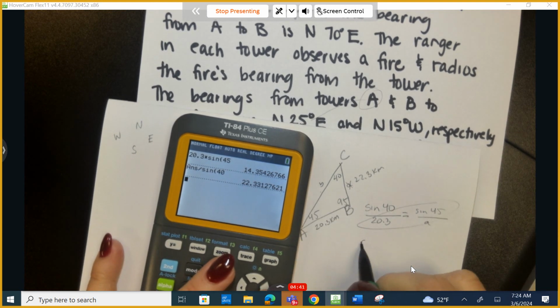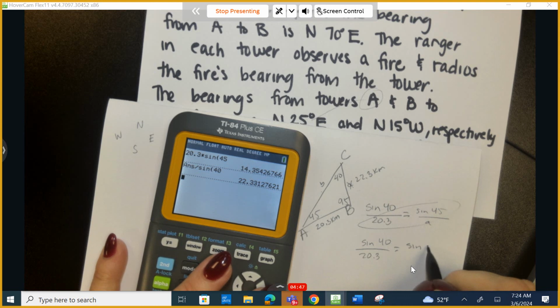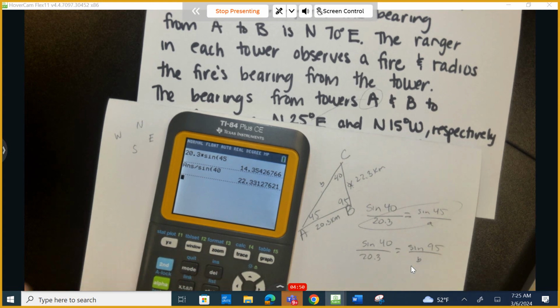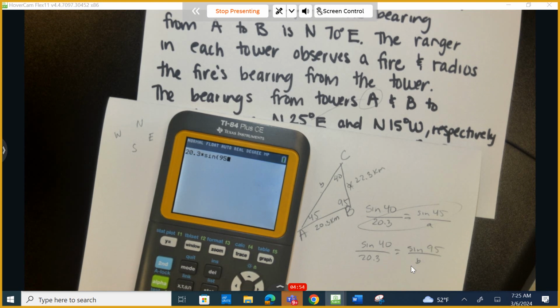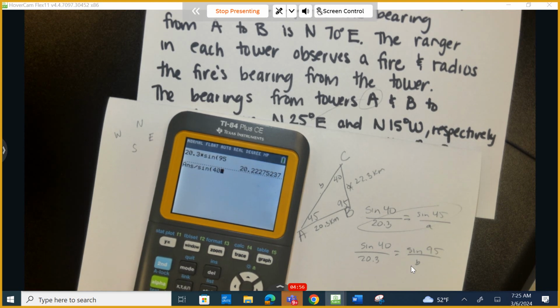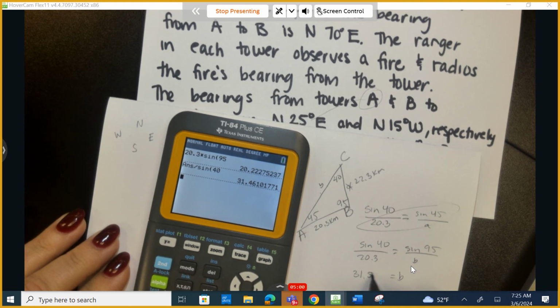Now I'm going to do the exact same thing. I have the sine of 40 over 20.3, and I'm just going to do this side b. So sine of 95 over b. 20.3 times the sine of 95 divided by the sine of 40, and we get b is equal to 31 point, if I round, 31.5 kilometers.